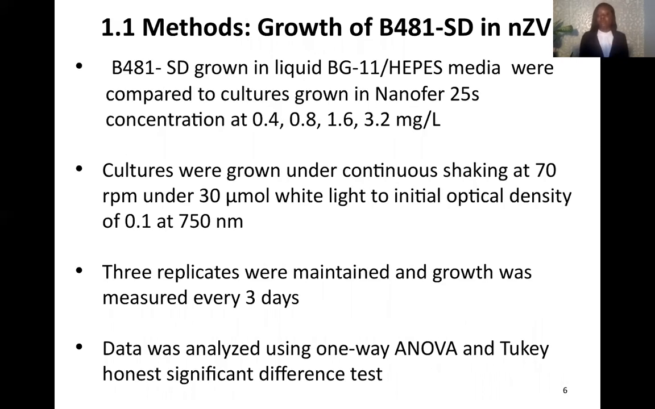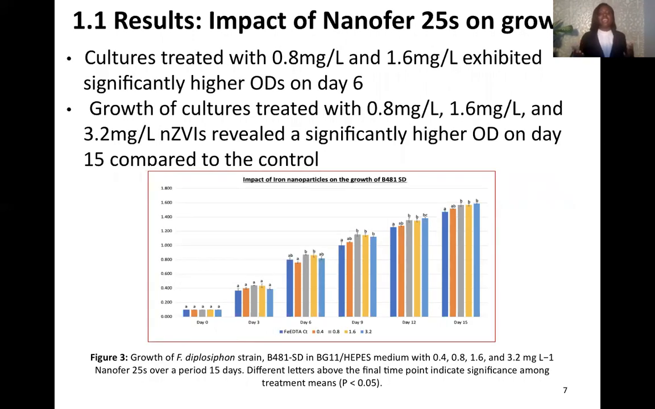Diplosiphon strain B481SD cultures were grown in BG11 media and exposed to Nanofer 25S zero-valent nanoparticles at concentrations of 0.4, 0.8, 1.6, and 3.2 milligrams per liter. Cultures were grown under constant shaking at 28 degrees Celsius and 70 RPM. Cultures grown in media containing 0.5 milligrams per liter of FeEDTA served as the control. Three replicate treatments were maintained, and growth at optical density 750 was measured at 72-hour intervals. Data from the study was analyzed using ANOVA and Tukey's honestly significant difference testing and reported as cumulative treatment means.